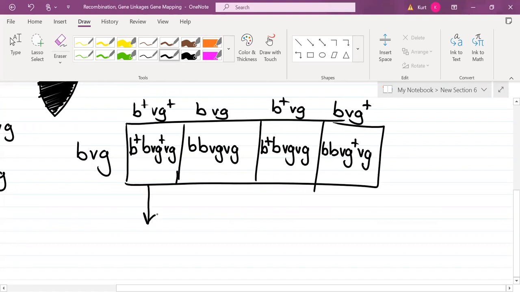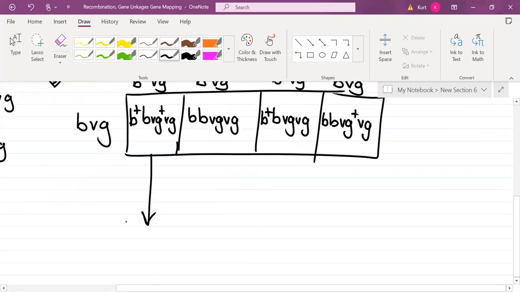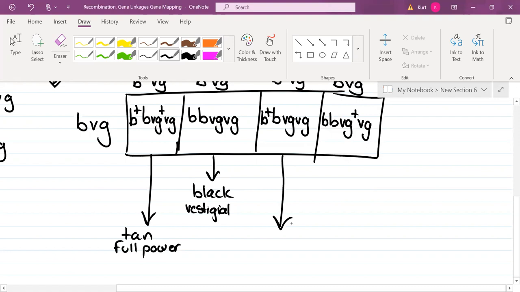Let's see, Reagan, can you tell me the phenotype for the first cross? It would be tan body always. Very good. Casey, can you tell me the phenotype for the second cross? Very good. Sophia, can you tell me the phenotype for the third cross? Tan body vestigial. Very good. And Shane, can you tell me the phenotype for the fourth cross? Black body full wings. Correct.